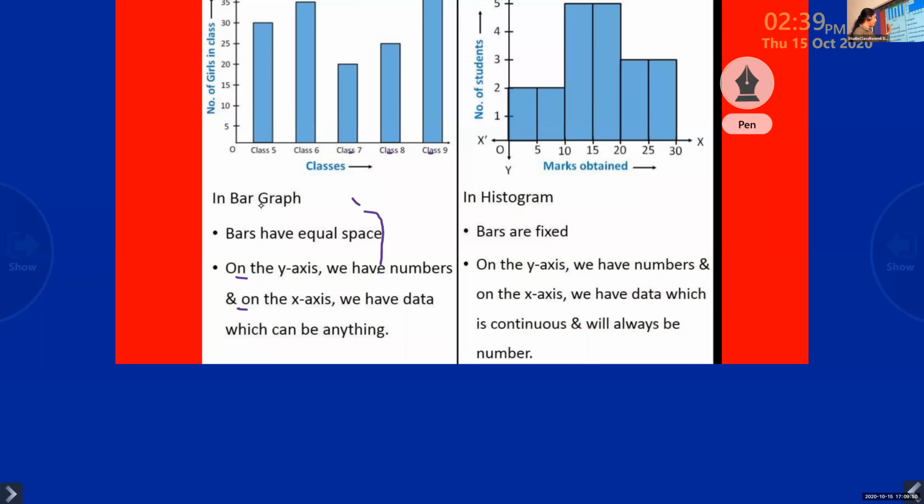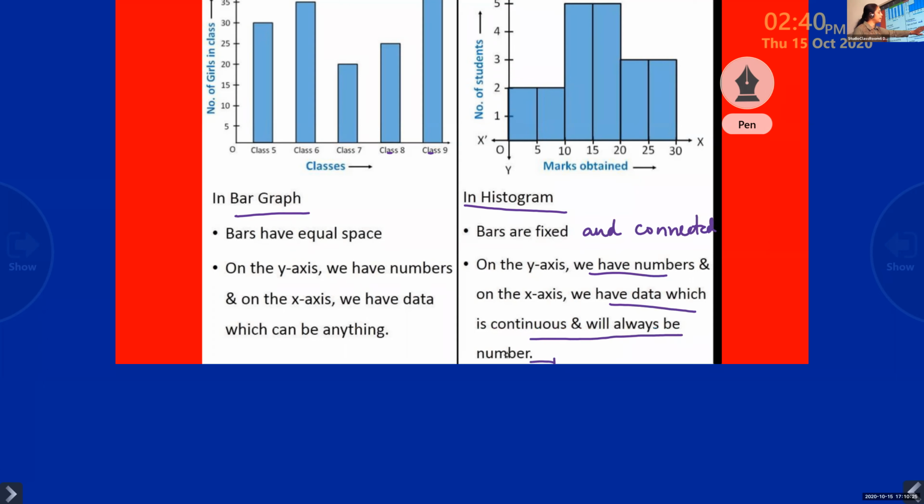Clear? Yes, ma'am. And what is there in a histogram? In a histogram, bars are fixed and connected. And on the y-axis we have numbers, same. But on the x-axis we have data which is continuous and will always be numbers, that is 0 to 5, 5 to 10, 10 to 15, like that, continuous.